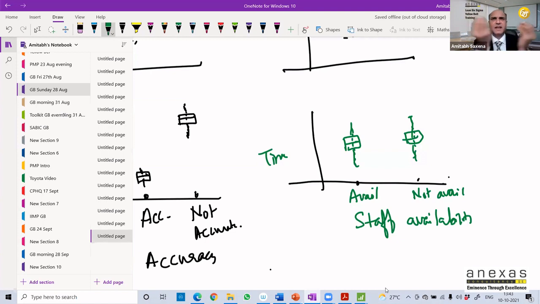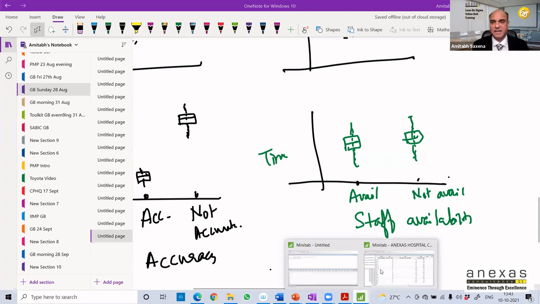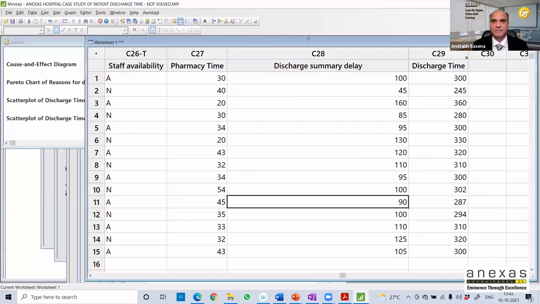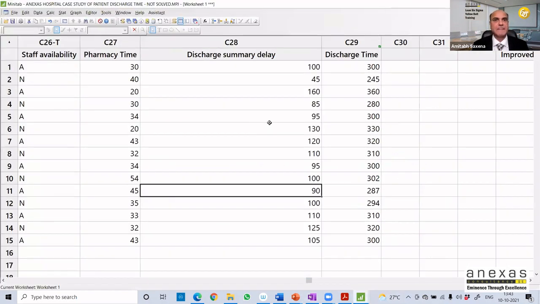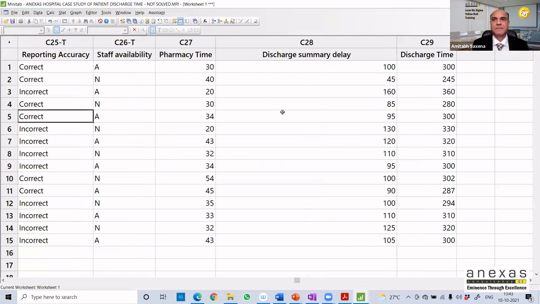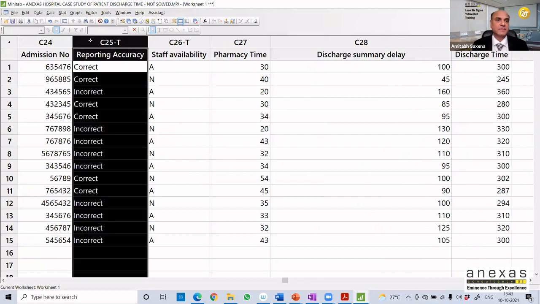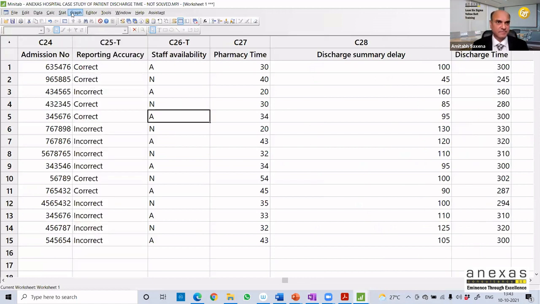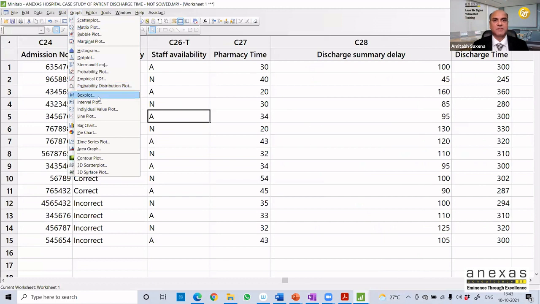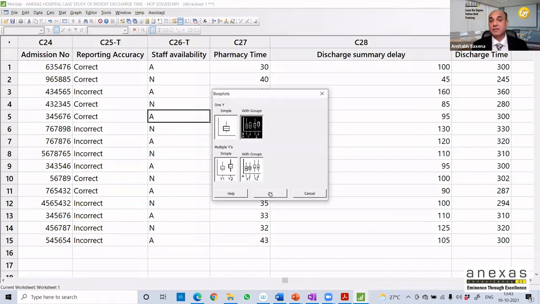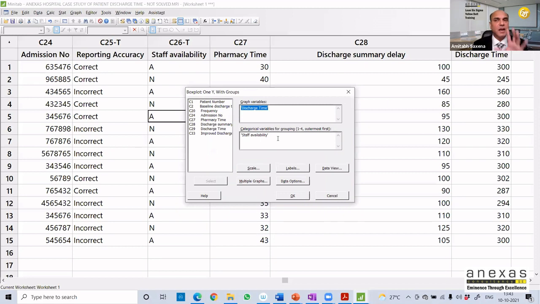So here, just collecting 40, 50 samples, I can easily make that graph, if you want to see it, here as well. Discharge time and reporting accuracy, correct, incorrect. I can make a box plot. Why am I making a box plot? Because one is attribute and one is continuous. So there are rules for each data set. For continuous data, a different tool. Attribute data, it will be different.